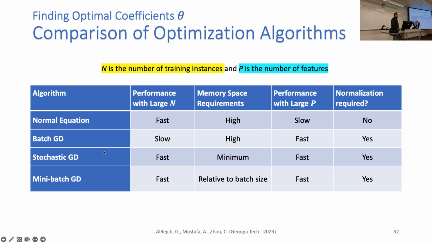For the stochastic one, with one sample at every iteration, it's very fast for large N and fast for large P, and the memory requirement is minimal because it's just one sample at a time. The only downside is that convergence becomes questionable. The mini batch is in between. It's fast for large N, still fast for large P, and the memory depends on how big the batch is. So the mini batch is the most common practice.